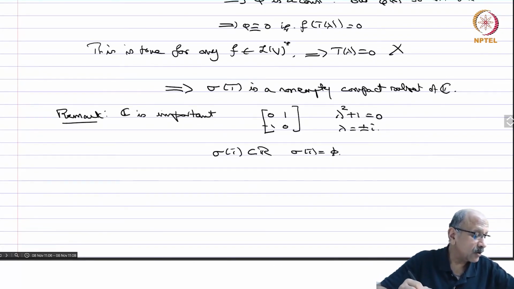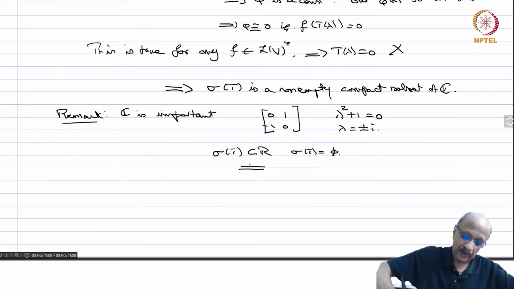Okay, so now we want to see how the spectrum looks like. Okay, so definition.